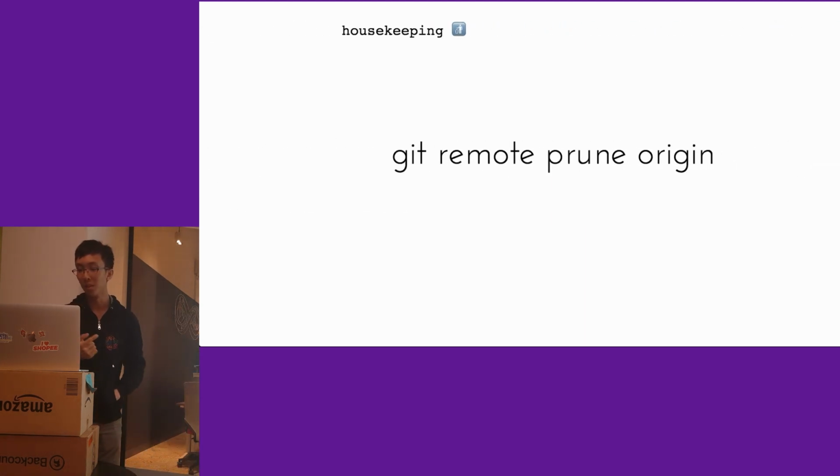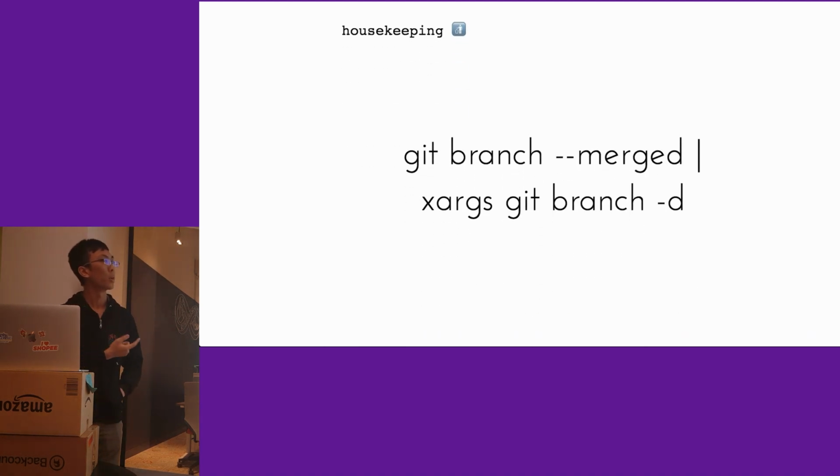Housekeeping. I have a few housekeeping commands that I use regularly. The first one is git remote prune origin. It will remove all the remote-tracking branches that have been deleted on the server. And then git branch --merged will show me the branches that have already been merged into my current branch, so I can remove those by piping with xargs git branch -d.